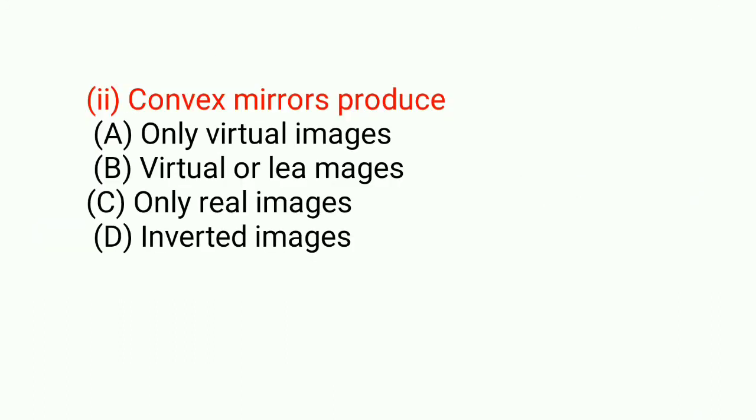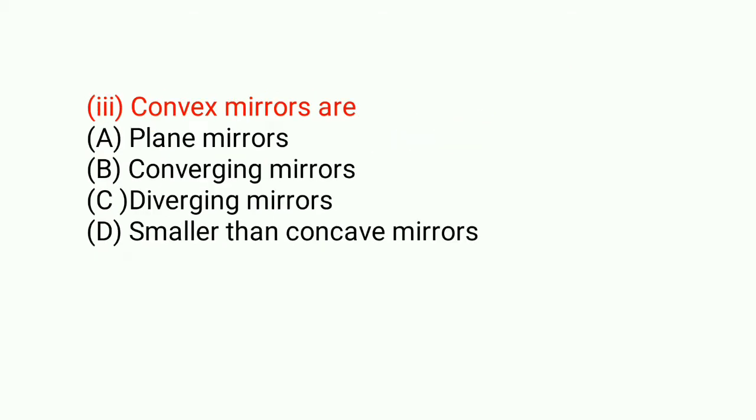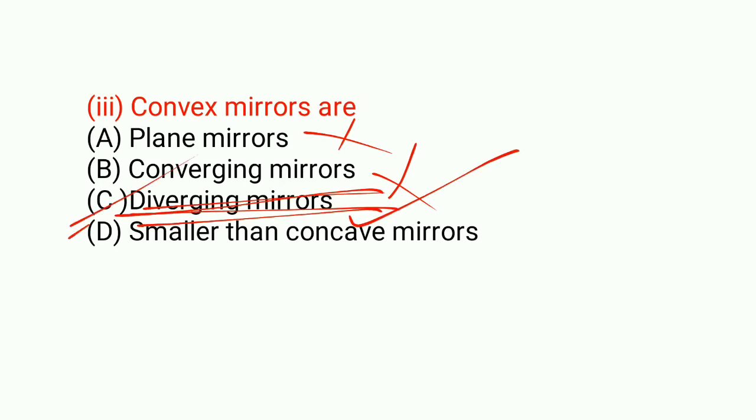Next question. Convex mirrors produce. So a convex mirror will produce only virtual images, right? Only virtual images are produced by convex mirrors. Next question. Convex mirrors are plane mirrors? No. Converging mirrors? No. Diverging mirrors? Yes. The convex mirrors are diverging mirrors. Option C is the correct answer.